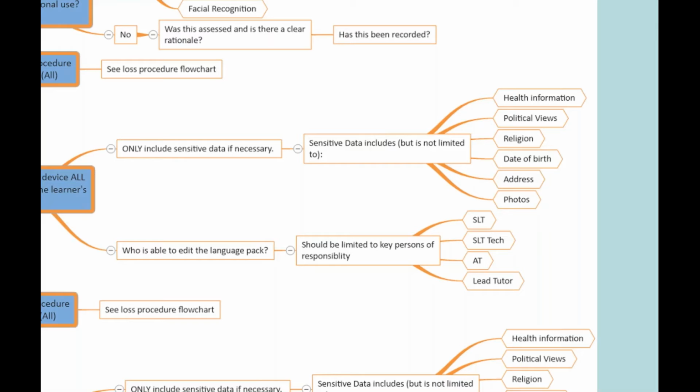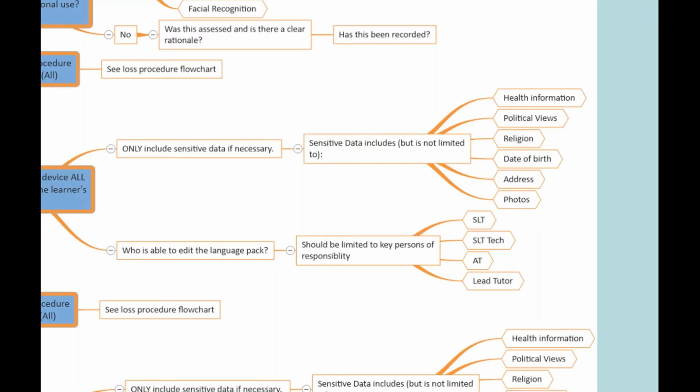So we also need to think about, and this again applies to everyone who uses AAC, not just organisational devices, do we want that sensitive data to be on there? Is that a risk? Now, again, this might be a discussion that you have with the person using it. Do they want their full address, their date of birth, their photos and their religion? This is all sensitive data. If they don't need it on there, their full address, they might want the town that they live in, which is a lot vaguer.